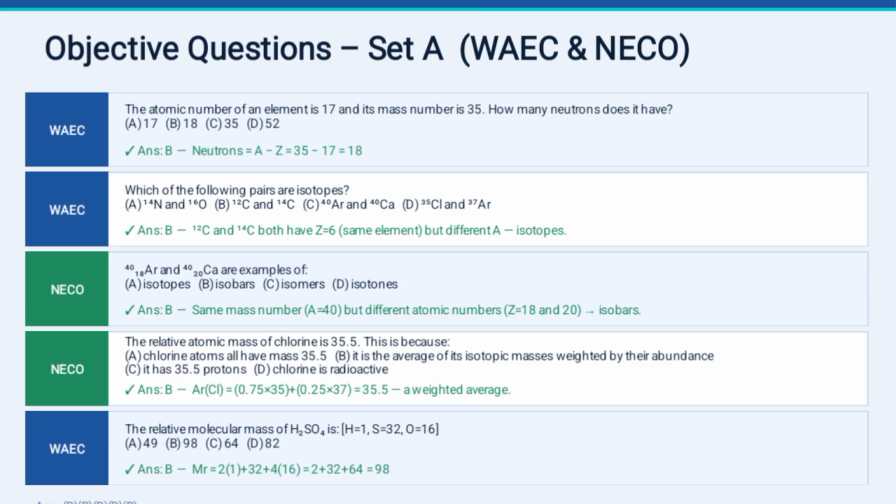The next question says we should calculate the relative molecular mass of H2SO4. H2SO4: 2 atoms of hydrogen, 1 atom of sulfur, 4 atoms of oxygen. How do we calculate that? Hydrogen is 1, as given there, so we have 1 multiplied by 2, because hydrogen is 2 atoms here. That's 1 times 2, plus sulfur is 1 atom, so 1 times 32, then plus 4 times 16, because the oxygen atom there is 16. Everything will give us 98.